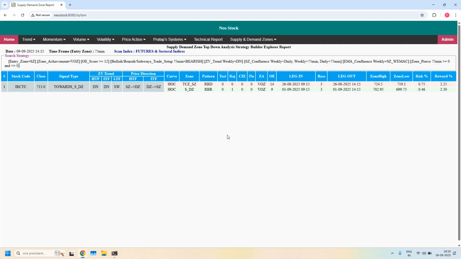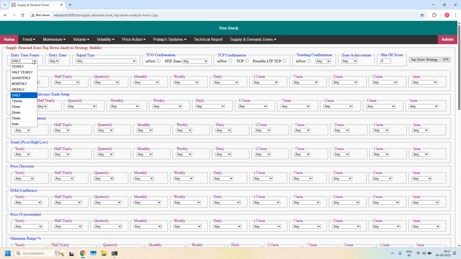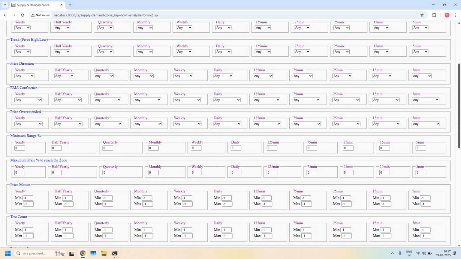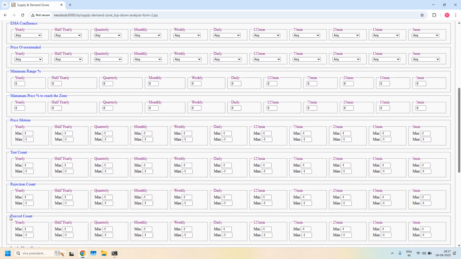Next, I will generate daily income trade reports. Entry time frame 15 minutes, entry zone, demand zone, bullish or bearish or sideways trade setup at entry time frame 15 minutes. I am selecting sideways long and zone achievement violated opposing zone. Minimum odd enhance score 11 for sideways and also the 15 minutes demand zone should not be pierced. So in the pierced count parameter at 15 minutes time frame, setting minimum value 0, maximum value 0.